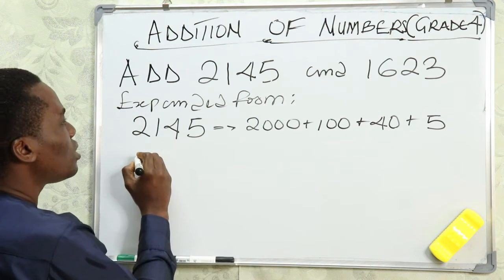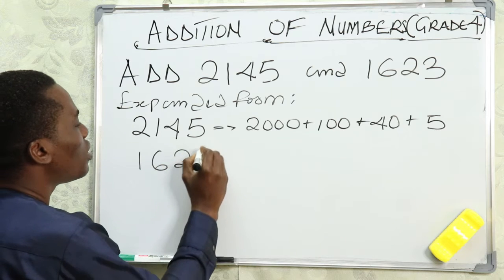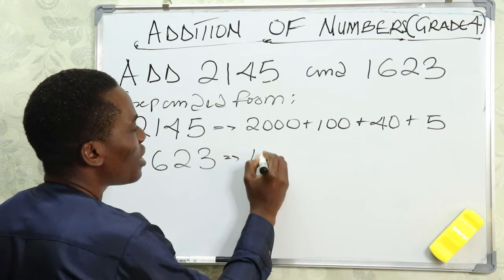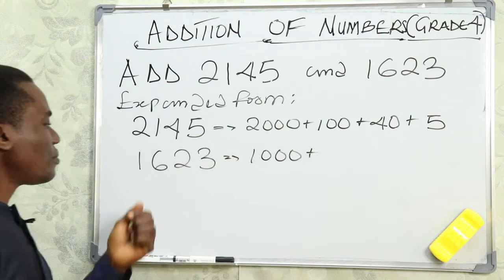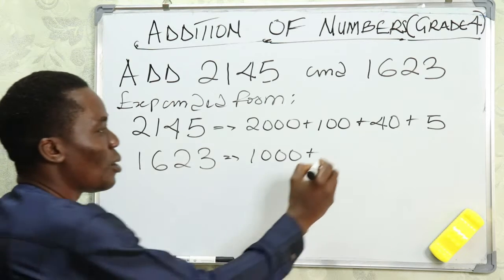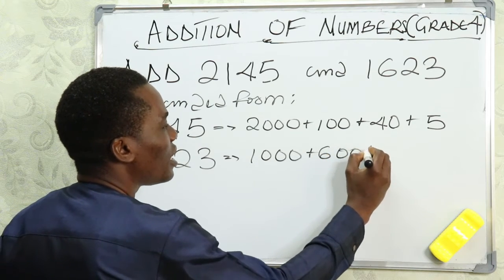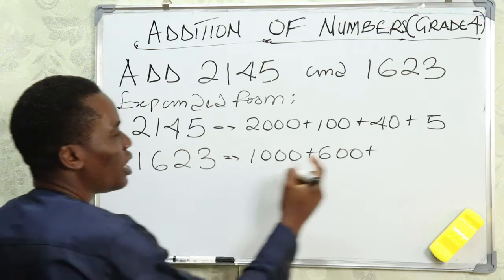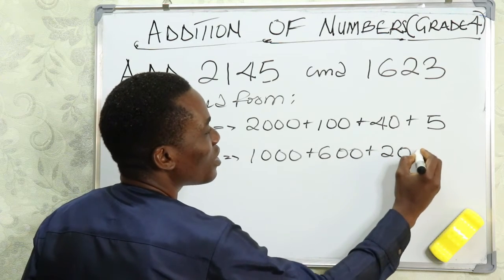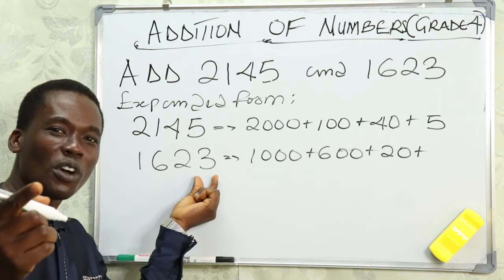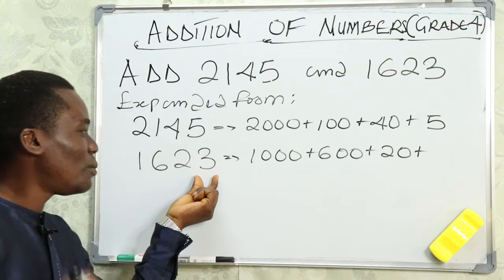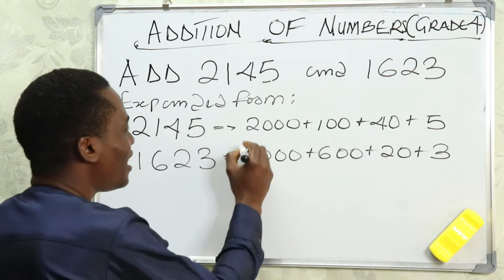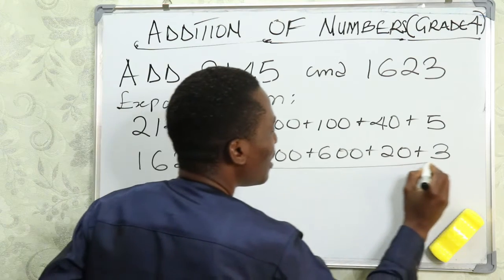Now we are going to do the same to 1623. Let's go. 1 is in the thousands place, we're going to have it as what? 1,000 plus 6 is in the hundreds place, we are going to have it as what? 600. Remember I told you that we are going to use the expanded form method. Now 2 is in the tens place, we're going to have it as 20. And then 3 is in the units place, and we are going to have it as just 3. Good. Are you following me? Now let's see. We are going to add this together.